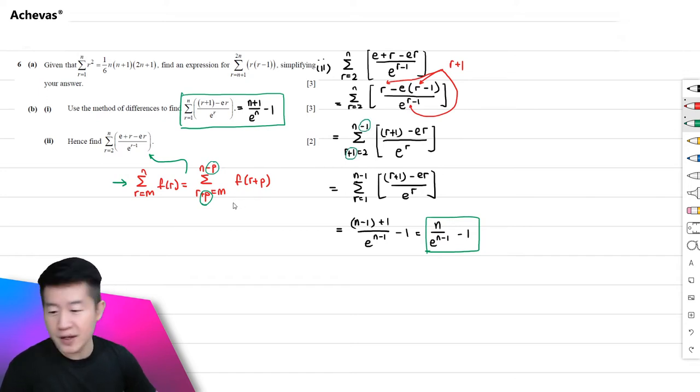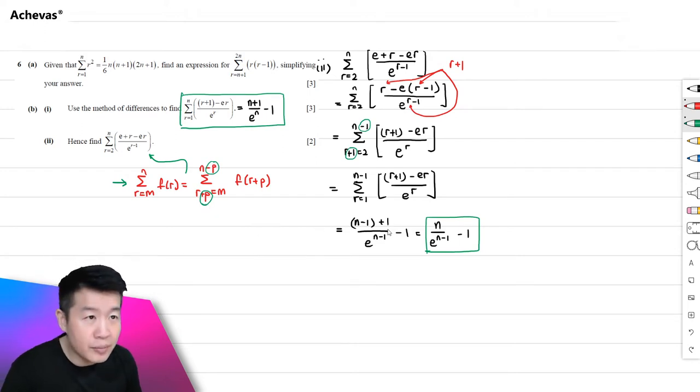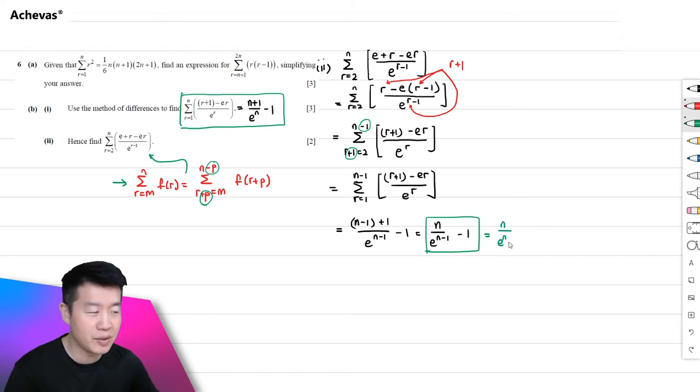This is actually very, very easy to prove. There's an e on top. As in like, if you want to just manipulate this to bring the e to the top, it is also fine. So e to the power n, e to the power minus 1, minus 1. Then this e to the power minus 1, you can definitely bring it to the top. So it will be n e divided by e to the power n minus 1. They are the same thing.